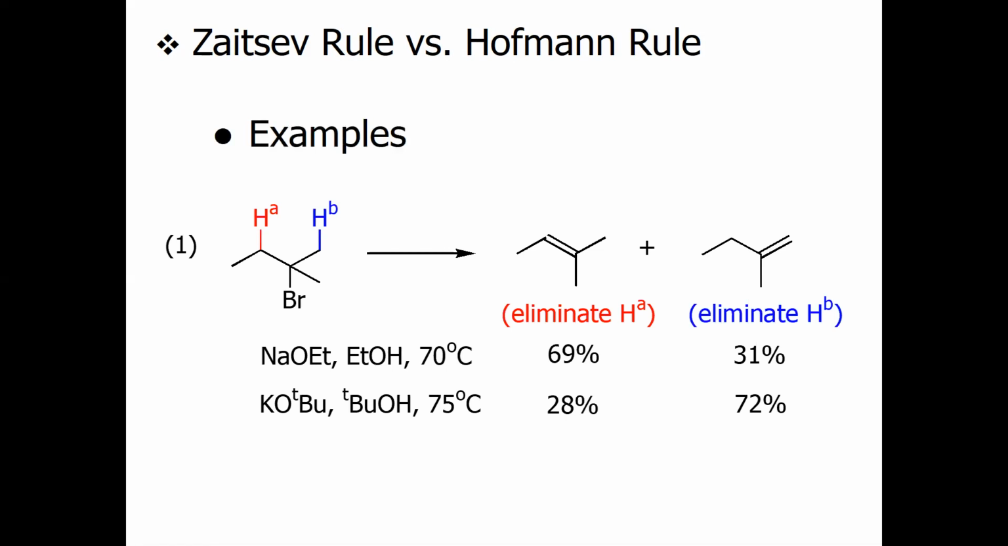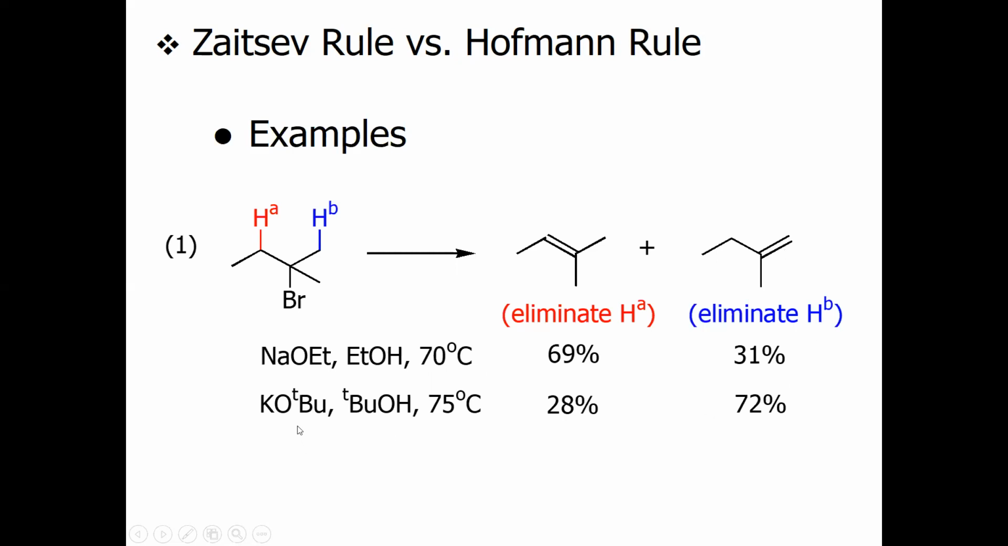Now, you can see the comparison between the Zaitsev rule and the Hofmann rule. For example, here I gave 2-bromo-2-methylbutane, and once you use a strong base like sodium ethoxide with this alkyl halide, you will have a high yield of the trialkylated alkene, 69%, and 31% of the less substituted one, which is 2-methyl-1-butene.